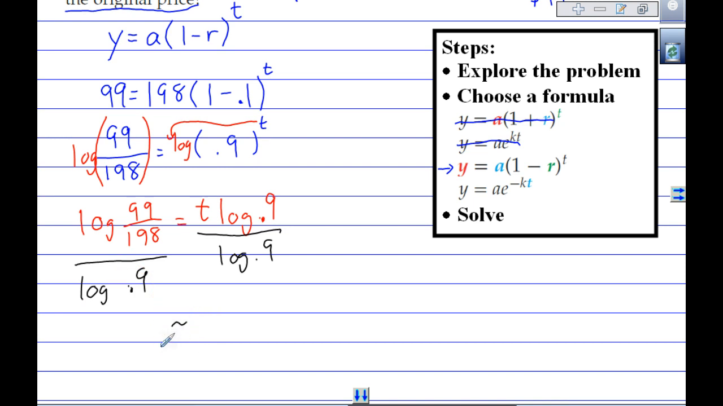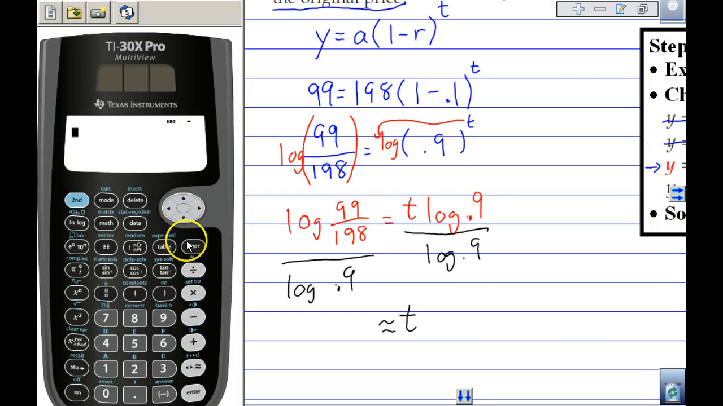Okay, and again, this will be an approximation. Let's go and plug it in. You have to be careful. So I want to do a fraction here. Do the log of 99 over 198. Close that parentheses. Do log of 0.9.